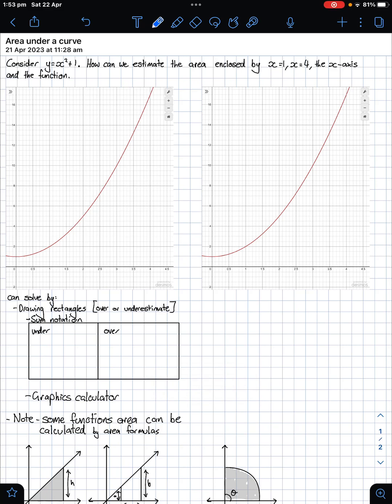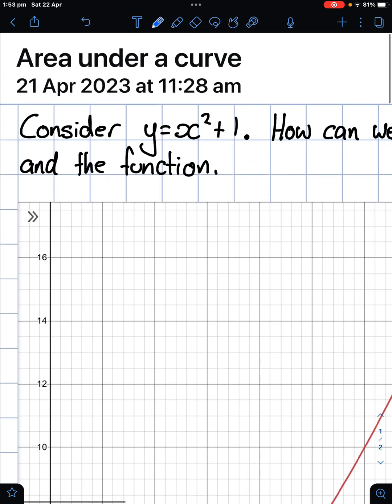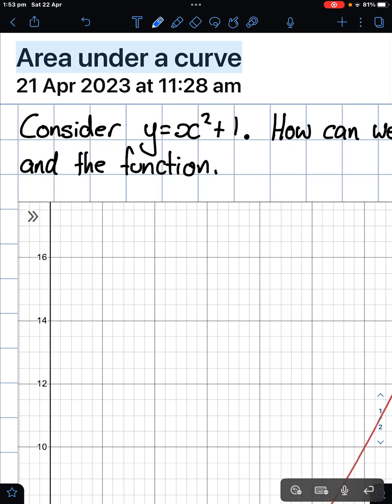So we're looking at integral calculus now. We've done differential calculus, which is all about slopes, slopes of lines. We're now looking at integral calculus, which pretty broadly talks about the area under a curve.